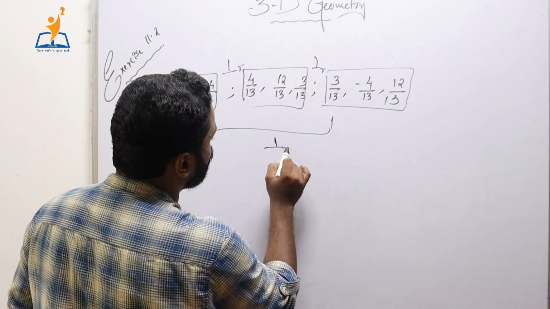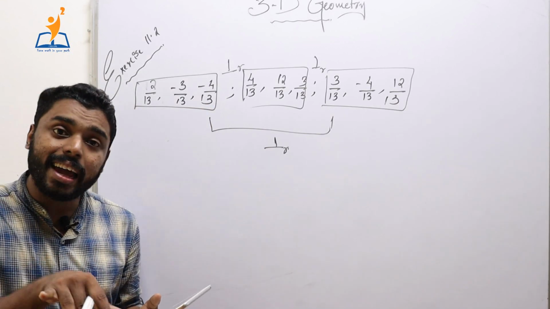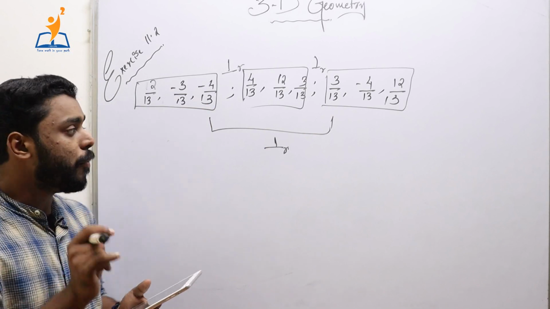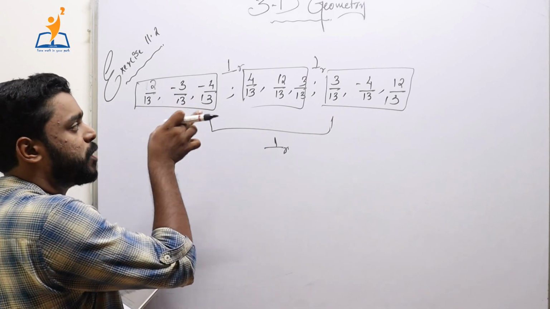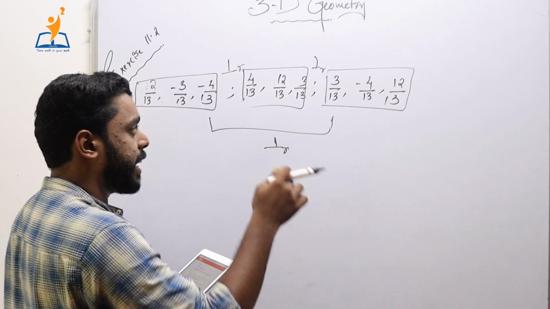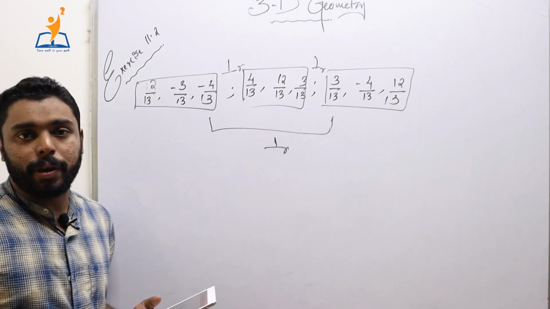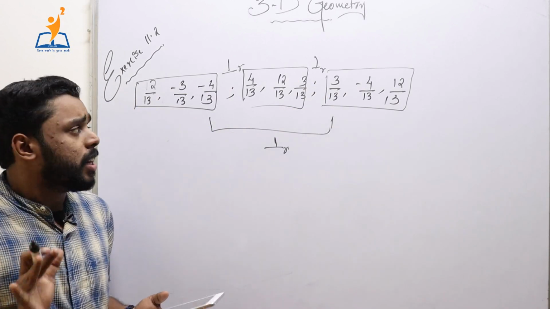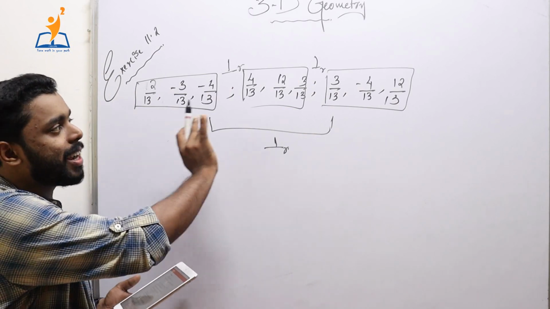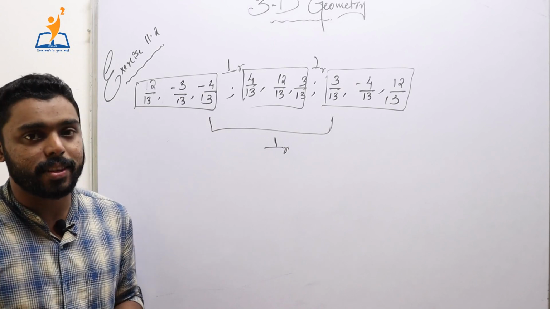In order to show that these three lines are mutually perpendicular, we have to show that the angle between these lines is 90 degrees. See, we have to show that these are mutually perpendicular, which means that this line and this line are perpendicular, and again the first line and the third line are also perpendicular. So in order to show that they are perpendicular, we need to show that the angle between these lines is equal to 90 degrees, or cos 90 is equal to 0.